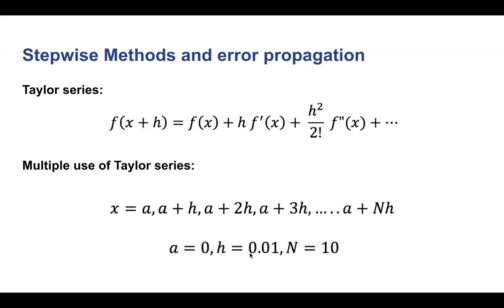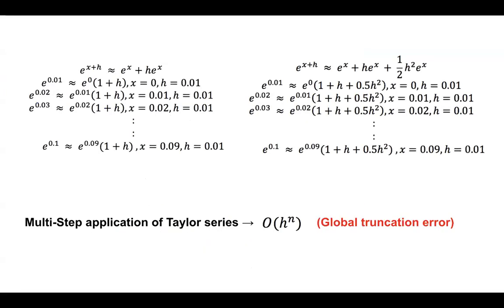So we have seen iterative methods. Next is called a stepwise method where there is error propagation. We have seen Taylor series, right? We have seen one-time application of Taylor series. For example, if I have to calculate what is exponential, this is Taylor series, right?